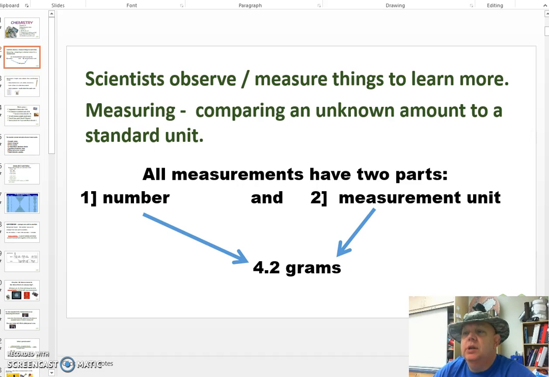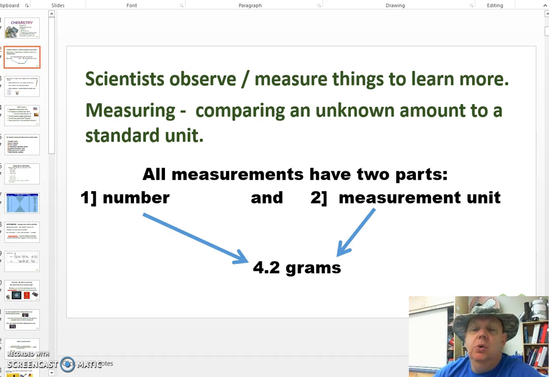So let's get started. The idea is science. Well, what is science? How do we deal with science? If you think about it, we can measure things and we can observe things. Observing is obviously what we see, but what is measuring? Measuring is comparing an unknown amount to a standard unit. For example, we want to measure how long somebody's foot is. That's our unknown compared to a standard unit.